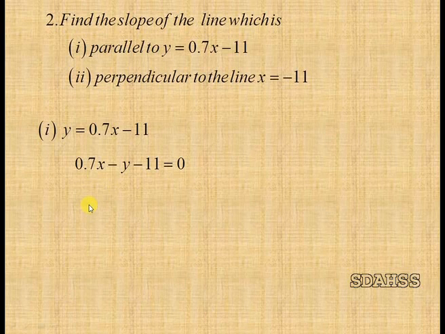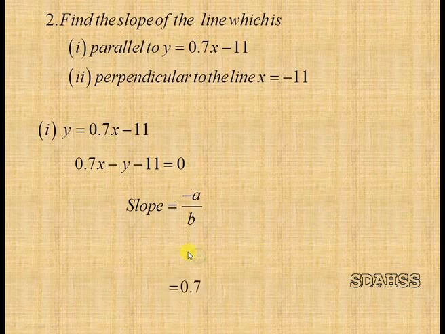We want to find the slope. We know that slope is equal to minus a by b. A means coefficient of x, b means coefficient of y. So it is equal to minus 0.7 divided by minus 1. So that is equal to 0.7. So slope is equal to 0.7.